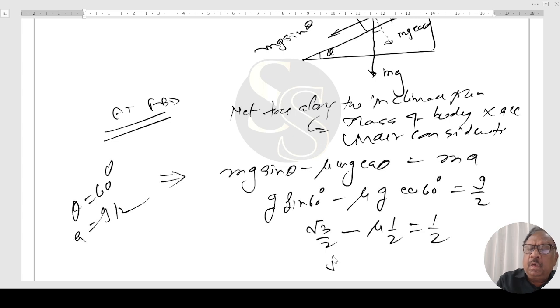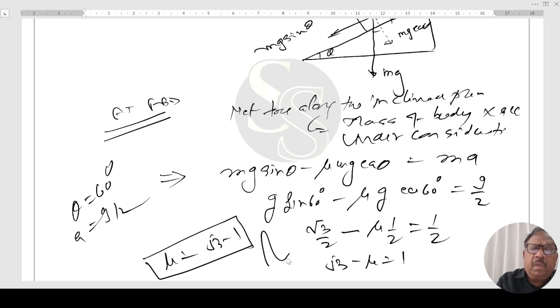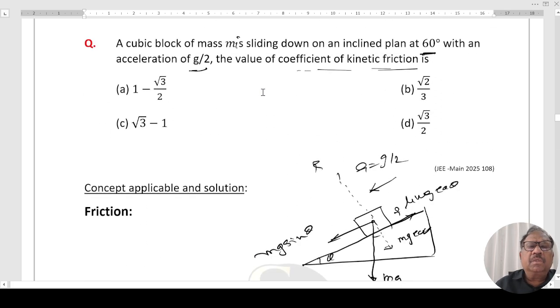2 also cancels. Root 3 minus mu equals 1. Mu comes out to be root 3 minus 1 simplified. This is the answer. Let's check the answer.